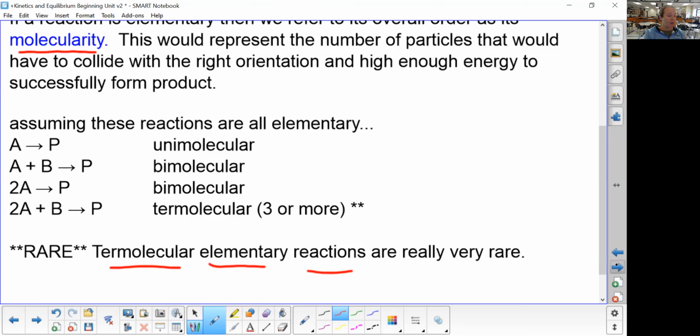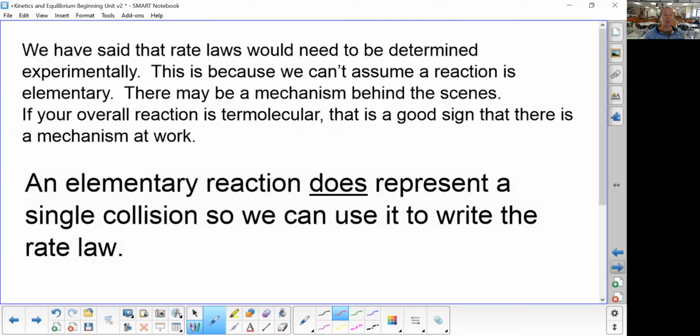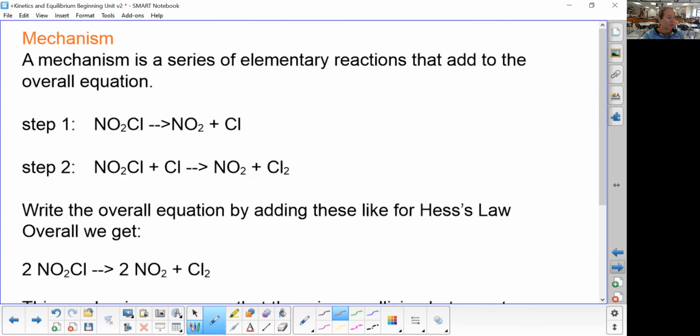So if it asks you what the molecularity of a reaction is, you just look at how many things are on the reactant side: 1, 2, 3, unimolecular, bimolecular, termolecular. We have said that rate laws have to be determined experimentally, because we can't assume that a reaction is elementary, since there could be a mechanism behind the scenes. But if your overall reaction is termolecular, it's probably a good sign that there is a mechanism at work. And again, because an elementary reaction represents a single collision, we can use it to write a rate law.